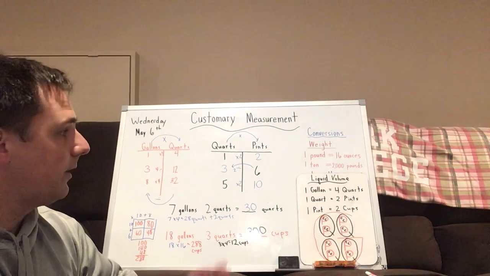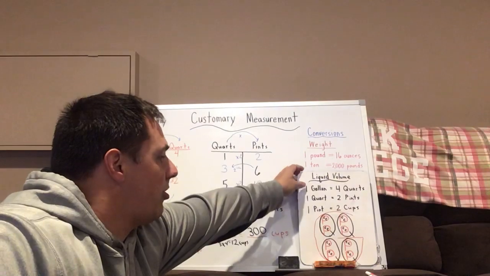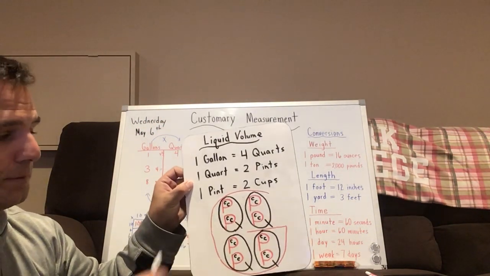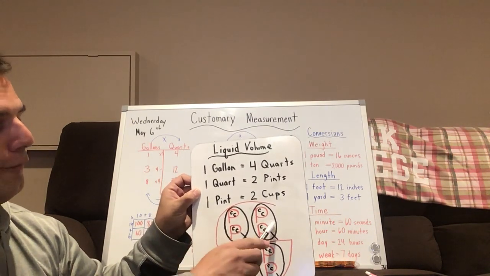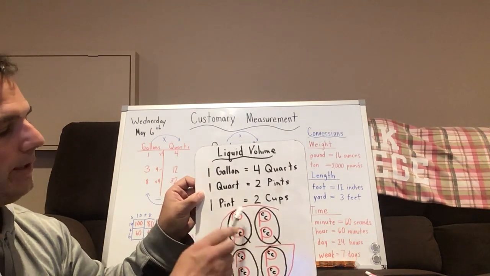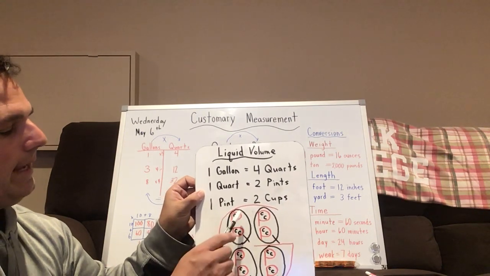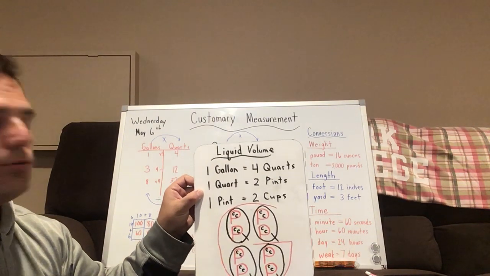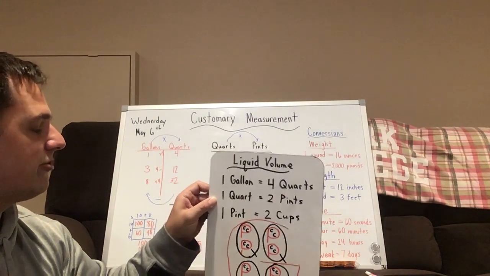So good luck today on your conversions. I think you guys will do very, very well. Just remember your little conversion charts. This is awesome right here. So if you can, draw it really big on a piece of paper. One big G. Inside are 4 Q's because 1 gallon is equal to 4 quarts. Inside 1 Q are 2 P's because 1 quart is equal to 2 pints. And inside each P, 1 pint is equal to 2 cups. So each P has 2 C's inside of it. So this is a great little tool that will help you today when you're working on your conversions.